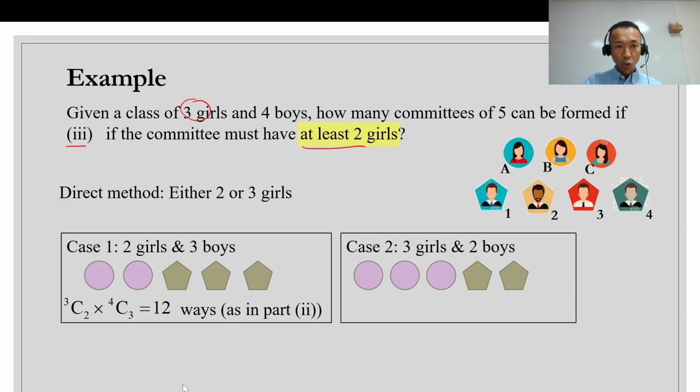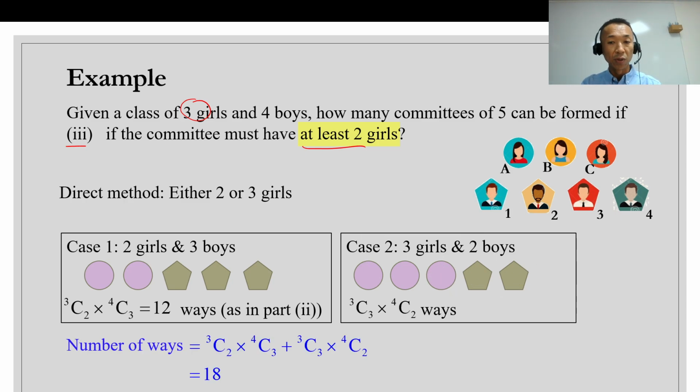Now, part 2, we have already solved. There are 12 ways to get 2 girls and 3 boys. This one done. Then using the same approach, we can find the number of ways we can pick 3 girls and 2 boys, which is 3C3 multiplied by 4C2. Alright, then you get the answer 18.